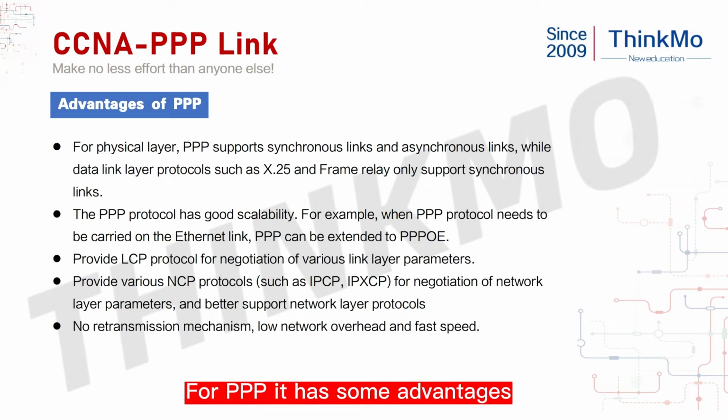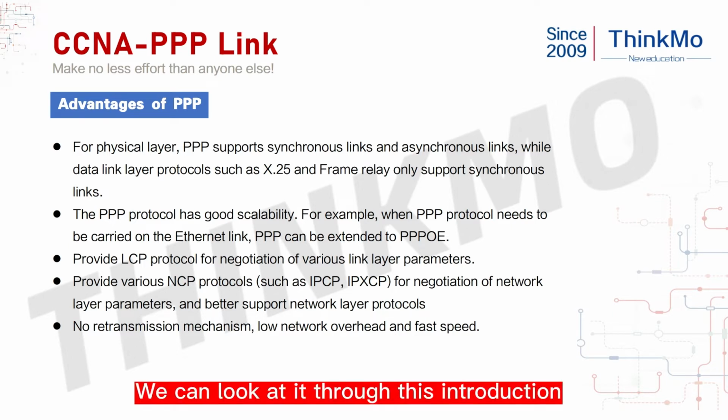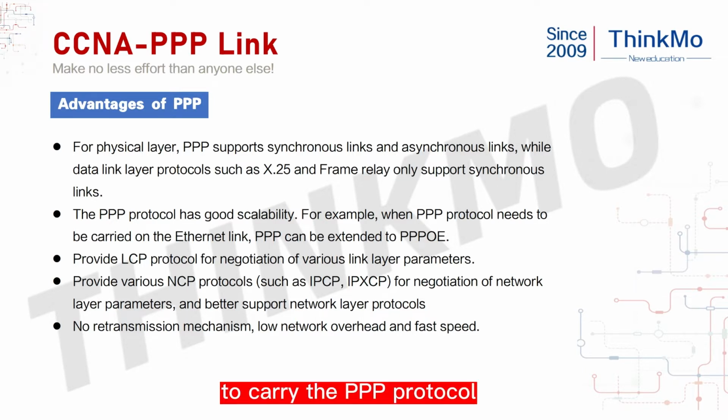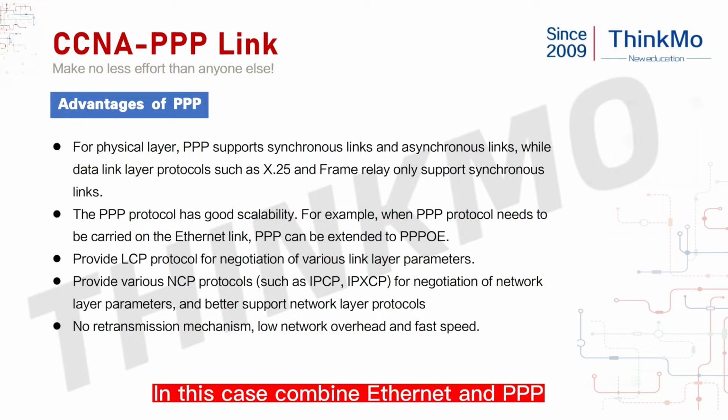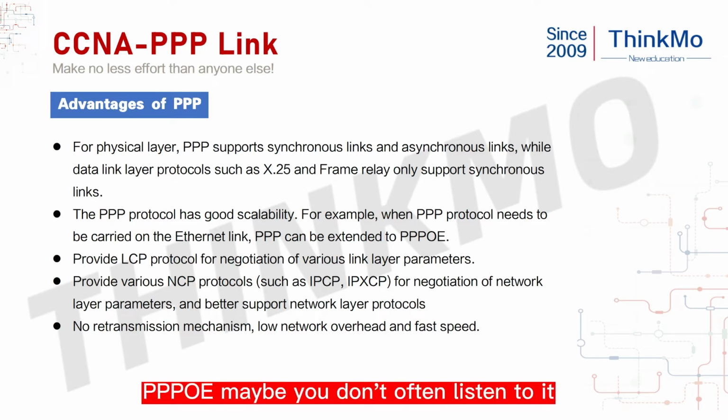PPP has some advantages. So where does it show up? We can look at it through this introduction. The first one is the one we just talked about. The second is that it has good scalability. Scalability is mainly manifested in Ethernet links. What we use today is called Ethernet, to carry the PPP protocol, encapsulating PPP. In this case, combining Ethernet and PPP forms PPPoE.